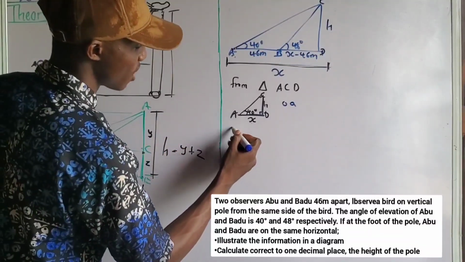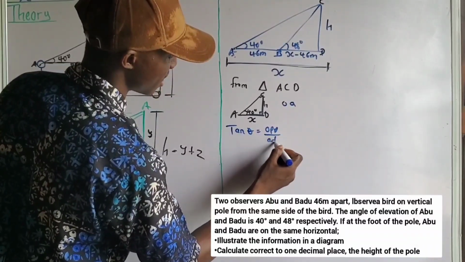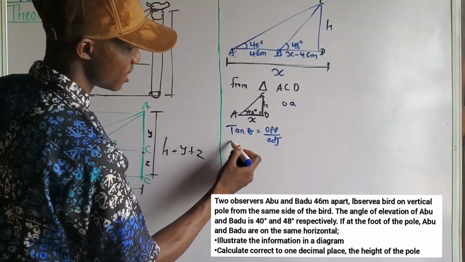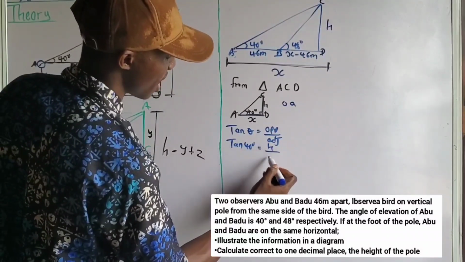You understand? So I'm going to have tan theta is equal to opposite over adjacent. So now the theta is 40 degrees, so I'm going to have tan 40 degrees is equal to the opposite, which is h, all over adjacent, which is x.